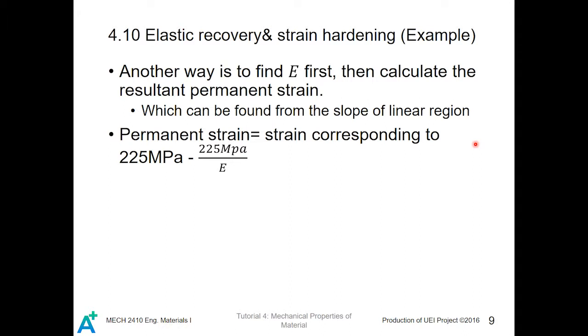Another way is to find the E first. E stands for the elastic modulus, which is a constant. Then calculate the resultant permanent strain, which can be found from the slope of the linear region. The permanent strain value is equal to the strain corresponding to 225 MPa minus 225 MPa over E, where the second term represents the elastic recovered strain value in the graph.